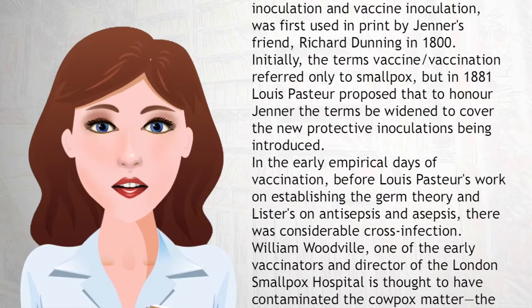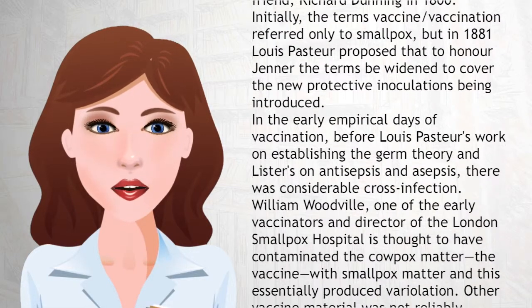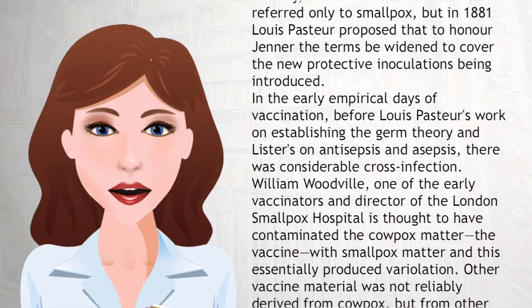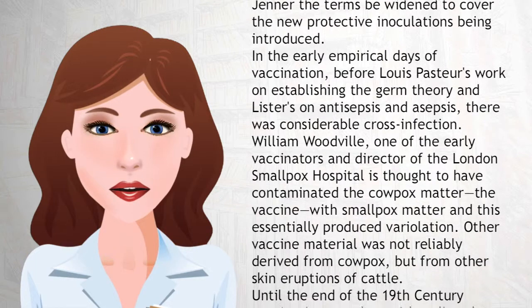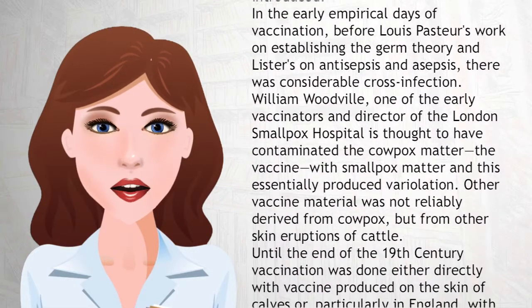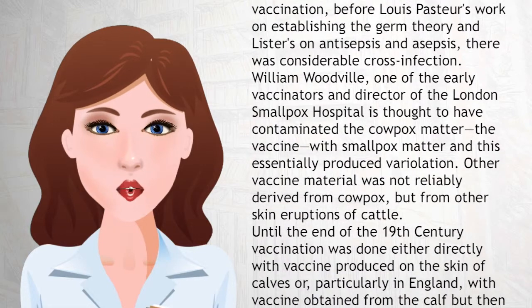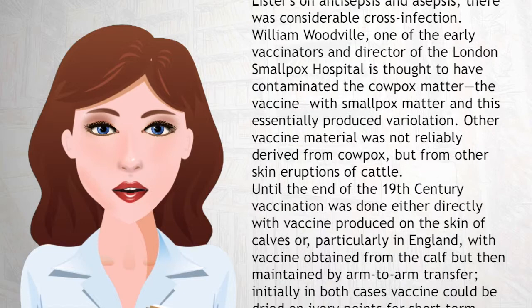In the early empirical days of vaccination, before Louis Pasteur's work on establishing the germ theory and on antisepsis and asepsis, there was considerable cross-infection. William Woodville, one of the early vaccinators and director of the London Smallpox Hospital, is thought to have contaminated the cowpox matter, the vaccine, with smallpox matter, and this essentially produced variolation.